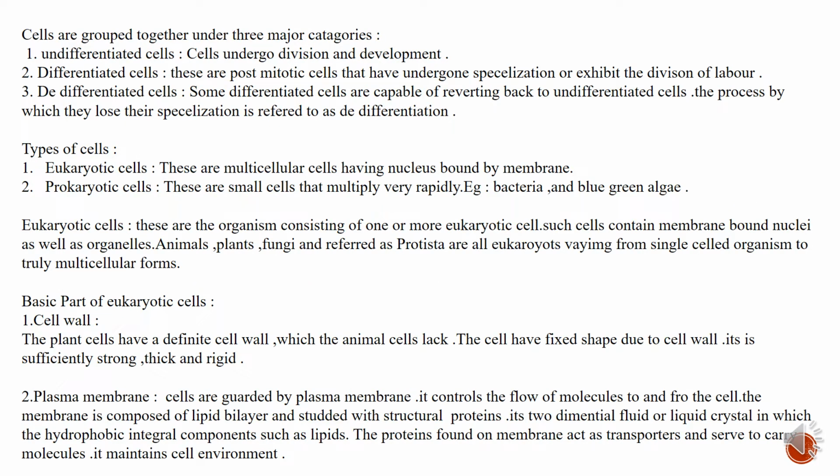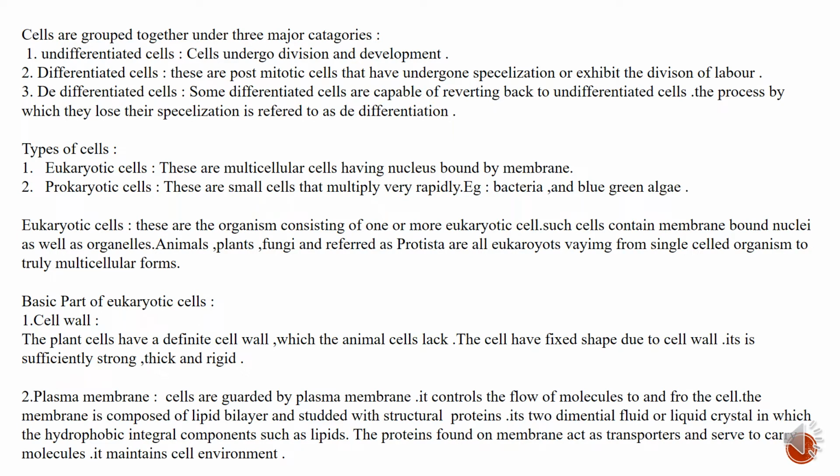Cells are grouped together under three major categories: undifferentiated cells, differentiated cells, and dedifferentiated cells. Undifferentiated cells are the cells that undergo division and development. Differentiated cells are post-mitotic cells that have undergone specialization or exhibit division of labor. Sometimes differentiated cells are capable of reverting back to undifferentiated cells; in this process they lose their specialization, and it is called dedifferentiation.